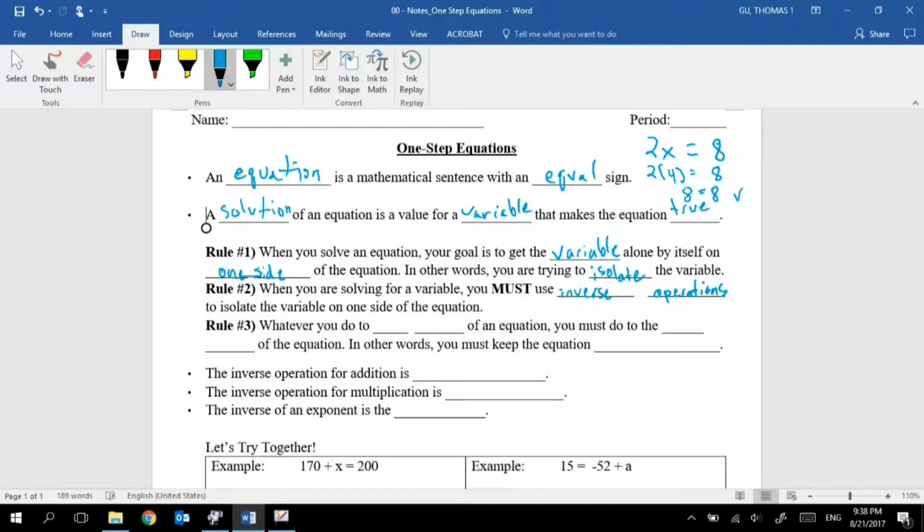Inverse means opposite. Okay, remember guys, you can pause the video anytime to make it more entertaining for yourself and try to guess the answers. But if not, just let it play like normal. So inverse are opposite operations to isolate the variable on one side of the equation.